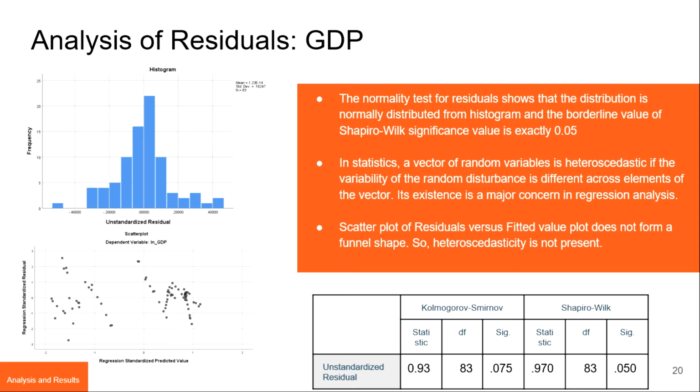Now let's look into the analysis of residuals, starting with GDP. The normality test for the residuals of GDP was done using the Shapiro-Wilk test. The significance value was 0.05, right at the borderline, but we assumed it as normal, and we have confirmed this with the Professor as well. We have also plotted a scatter plot of residuals versus fitted values, which did not show a funnel shape. A vector of random variables is heteroscedastic if the variability of the random disturbance is different across elements of the vector. So, heteroscedasticity is not present.